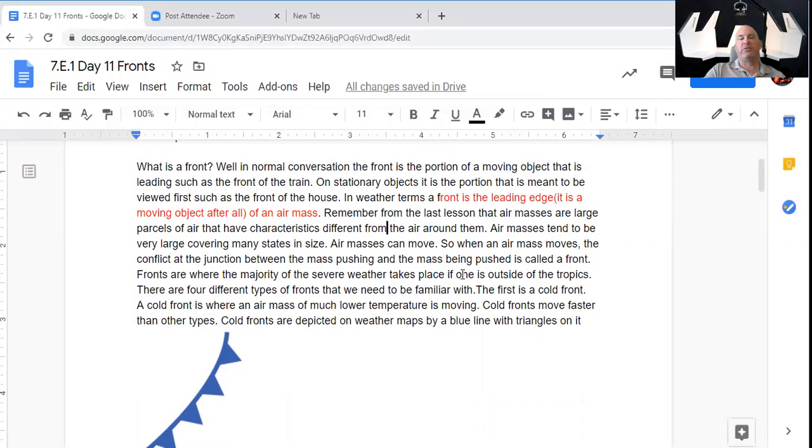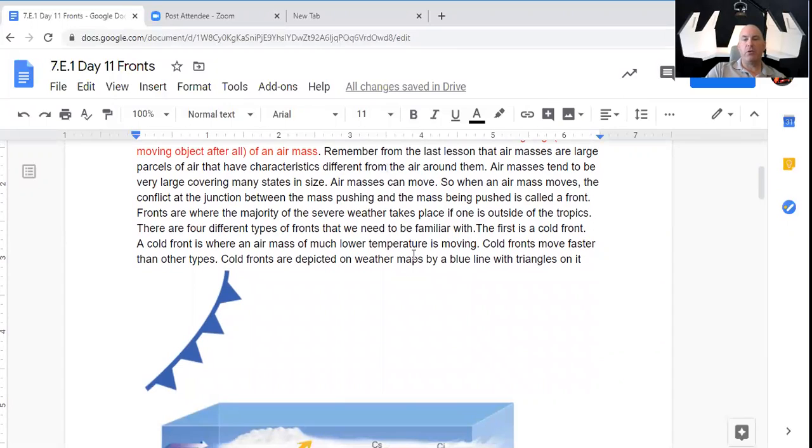There are 4 different types of fronts that we need to be familiar with. The first is a cold front. A cold front is where a mass of much lower temperature air is moving. Cold fronts move faster than other types of fronts. Cold fronts are depicted on weather maps with a blue line with triangles on it, as you see right here.